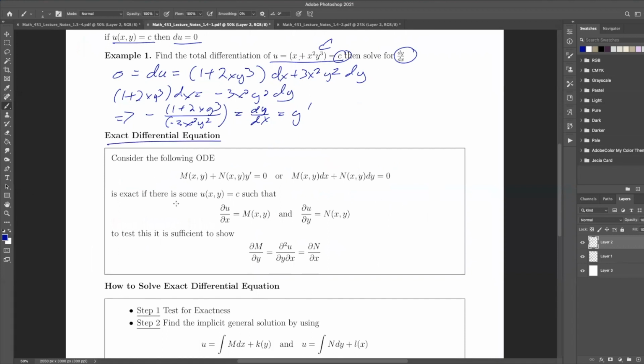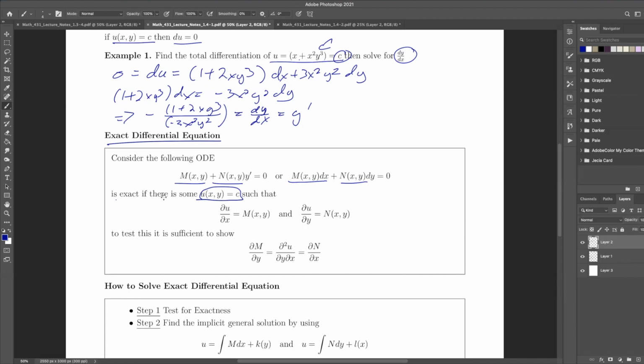So here we're going to consider an exact ODE. If I have some function of x and y plus another function of x and y times the derivative equal to 0, or another way of writing it, some function times dx and another function times dy equal to 0, it is exact if there is some function equal to a constant such that du/dx is equal to this and du/dy is equal to this.